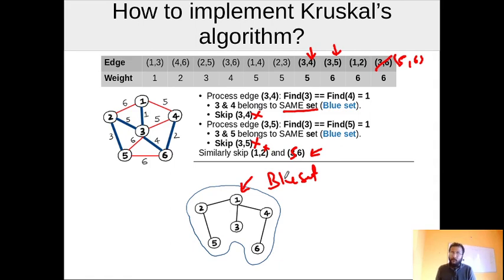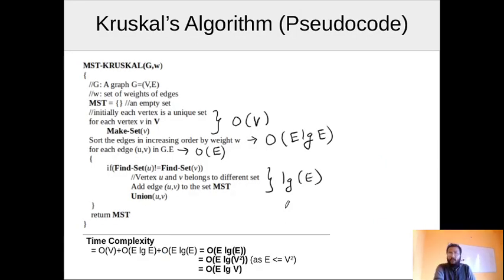So, this is how you implement find and union in union find. So, you can use this for implementing Kruskal's. So, this is the final algorithm or the pseudocode for the Kruskal. Okay, let me explain this briefly. So, you are given a graph G, W is the set of edges.